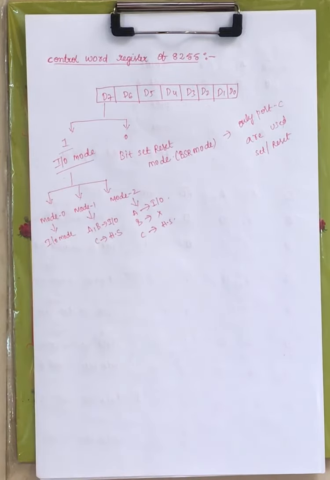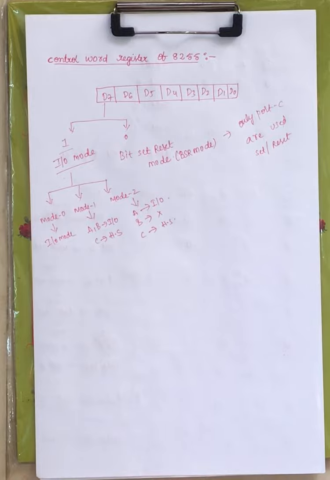This we have seen under the architecture of IO mode. When the D7 bit is 1, 8255 is operating as IO mode, and that may be either mode 0, mode 1 or mode 2. When it is 0, it is operating under bit set or reset mode, in which the port C IO lines are used for setting or resetting the 8255.